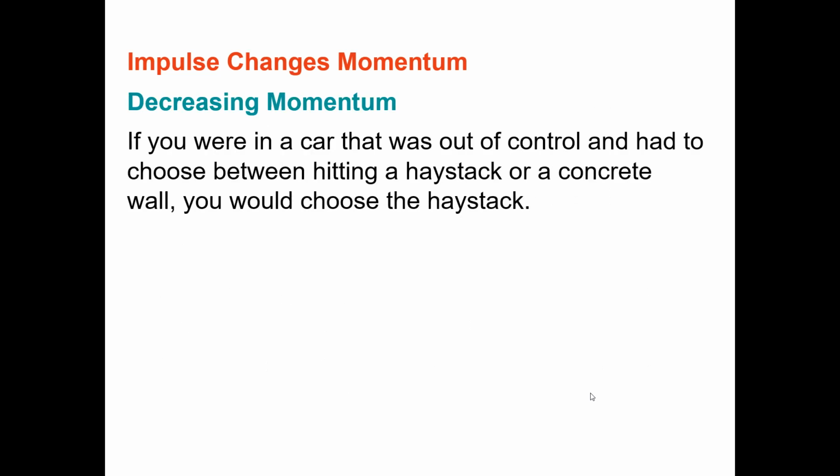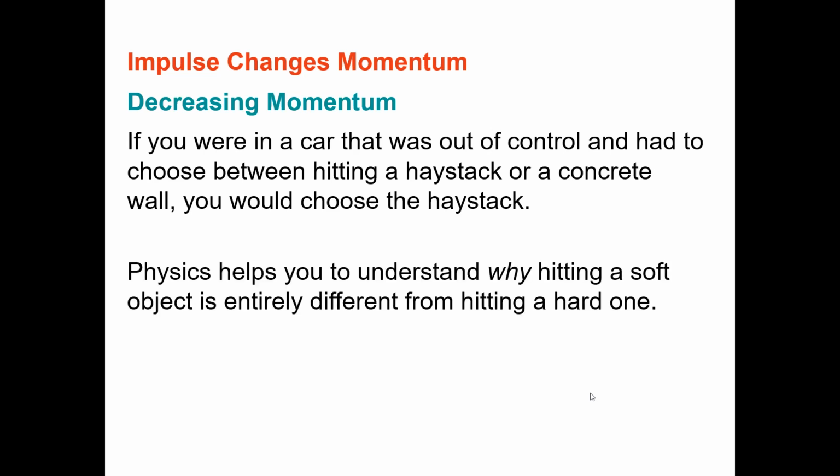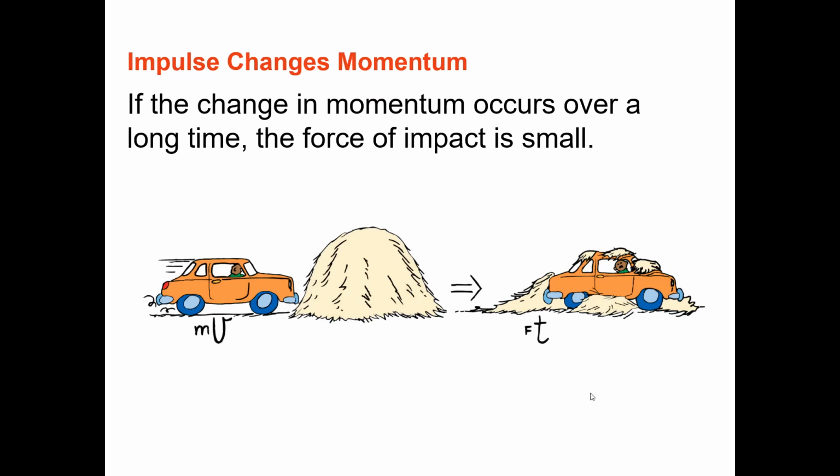So let's say you're in a car and it's out of control and you had to choose between hitting a haystack or a wall. Which would you choose? Well, I hope that if you could actually control your car, you would go to the haystack. Why? Well, if you hit a haystack at a high speed and you want your speed to go to zero, then you want your impulse to extend over a long period of time. That way your force won't have to be very high, and hopefully it won't hurt your car. You understand? A change in momentum. We want that car's momentum to go to zero.